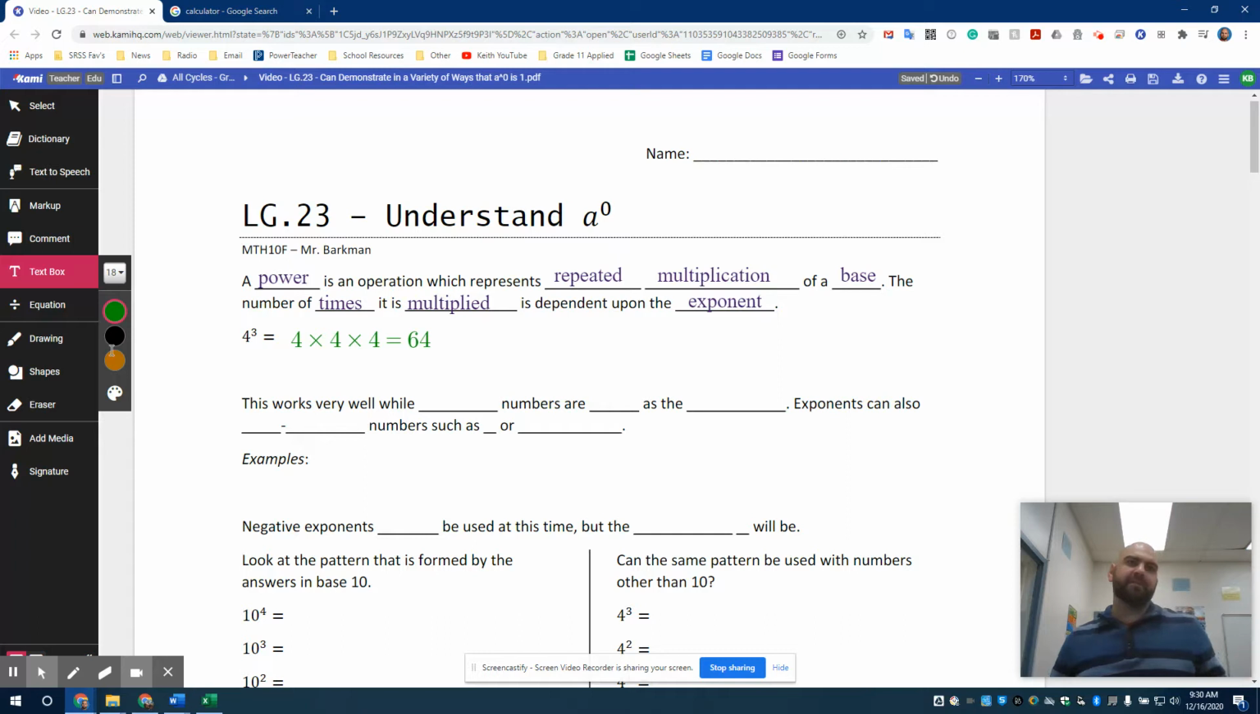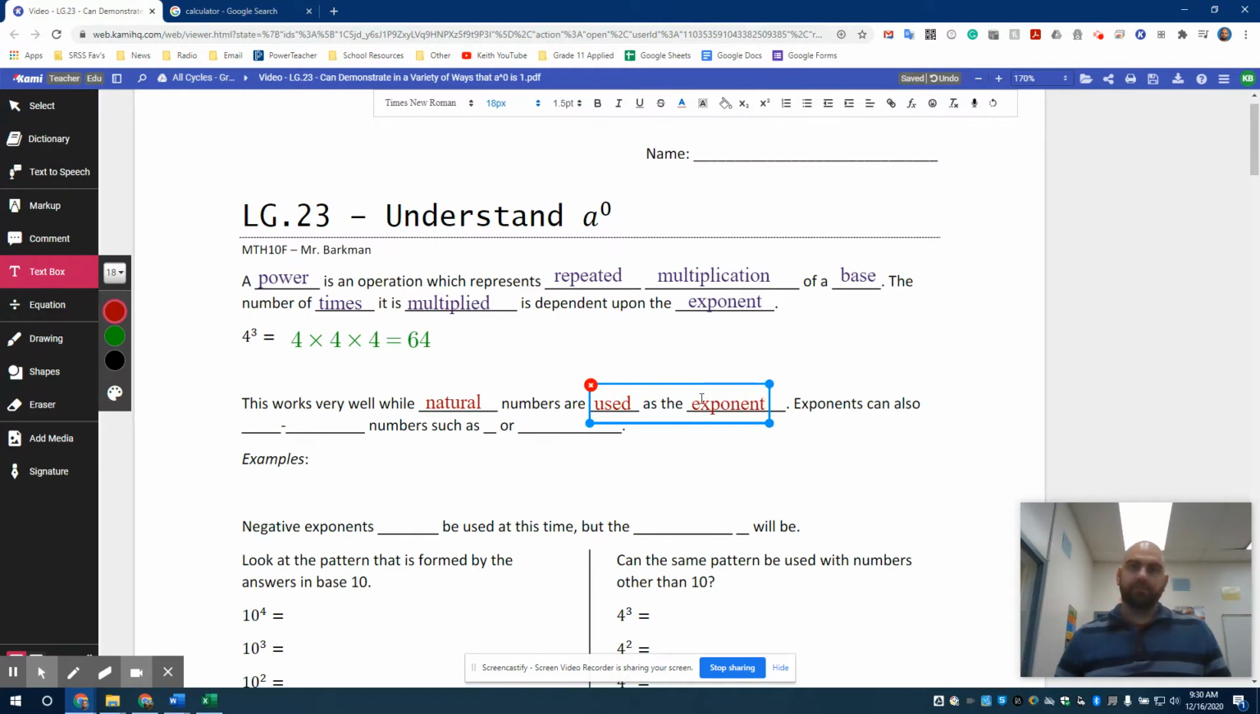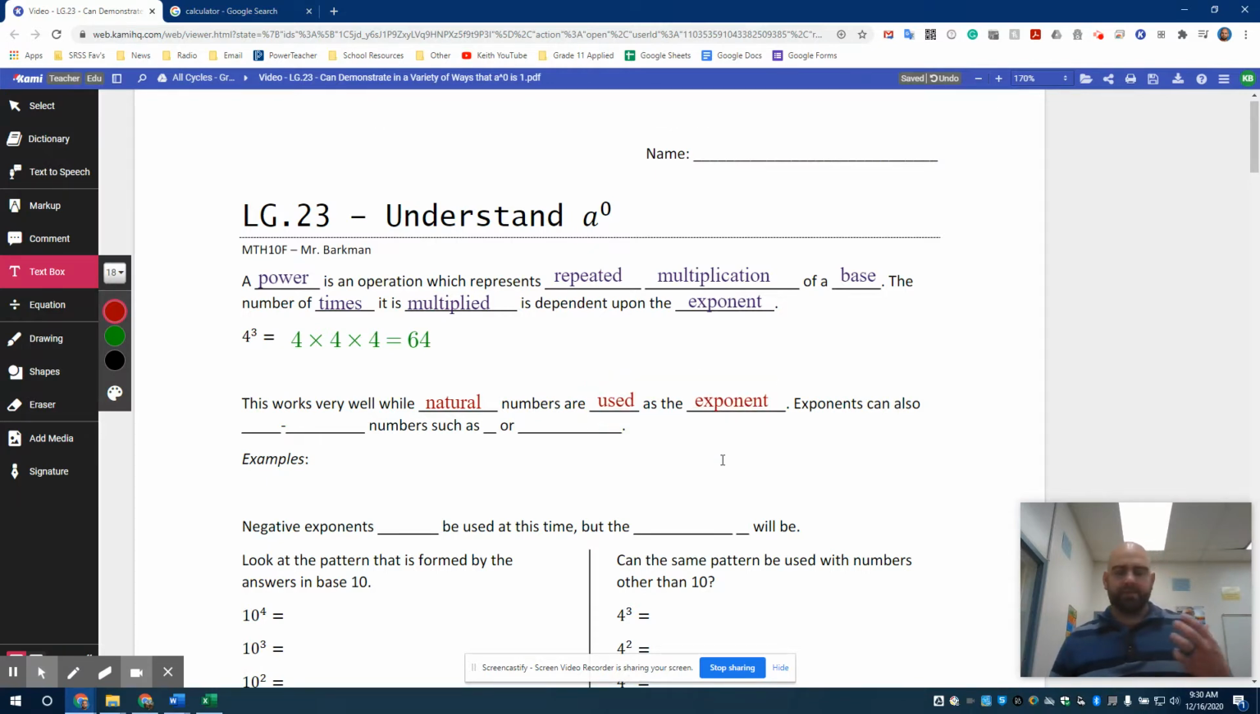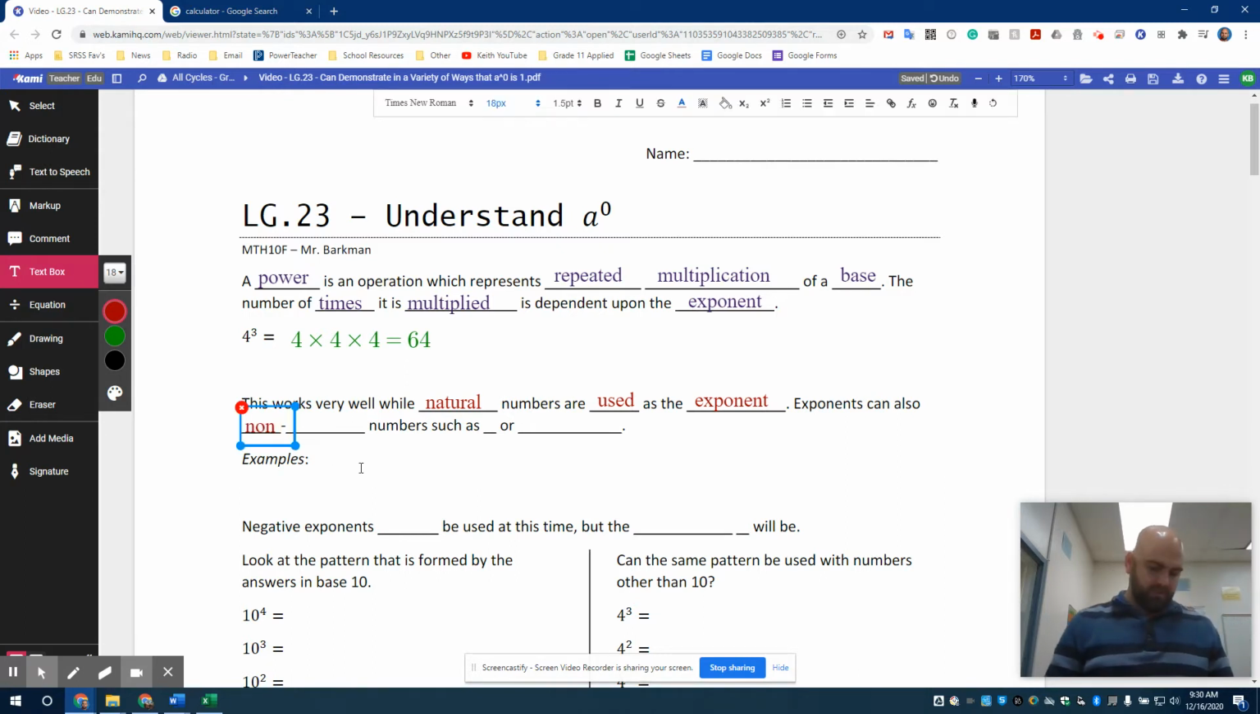This is what we're talking about when we talk about a power. Now, this works very well while natural numbers are used as the exponent. It's fairly straightforward. We just multiply by the number of times that we have in that exponent. Now, exponents can also be non-natural numbers, such as 0, or they could be negatives.